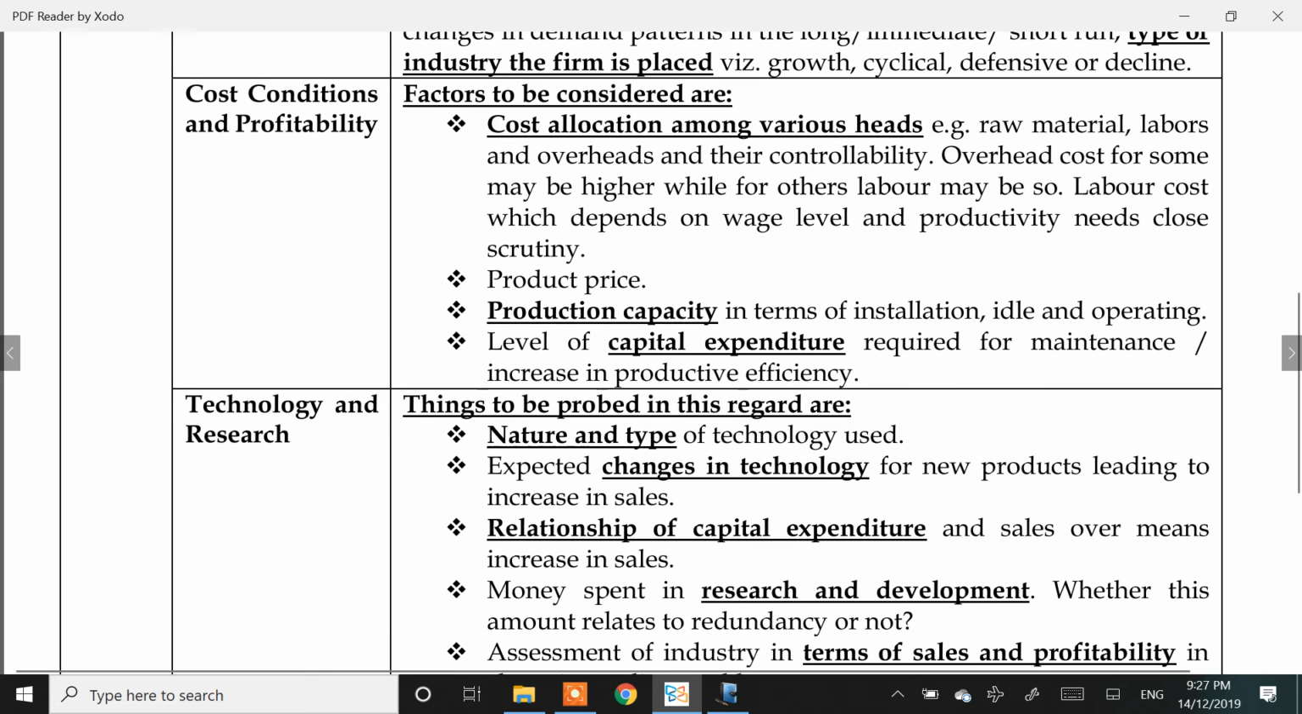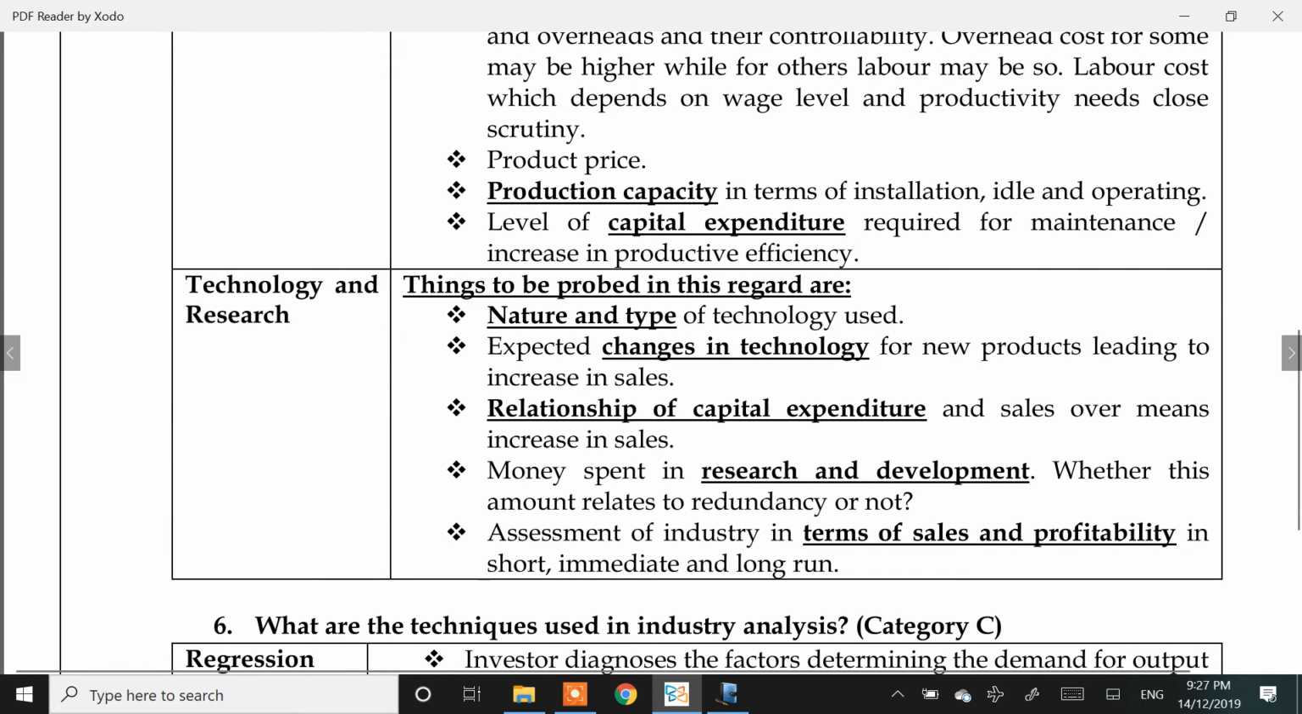Cost structure and profitability, and one more important factor is research and development, or research and technology. So if a lot of companies are spending more on research and development, that can give them a core competence. It can also help the industry and the company to perform well.